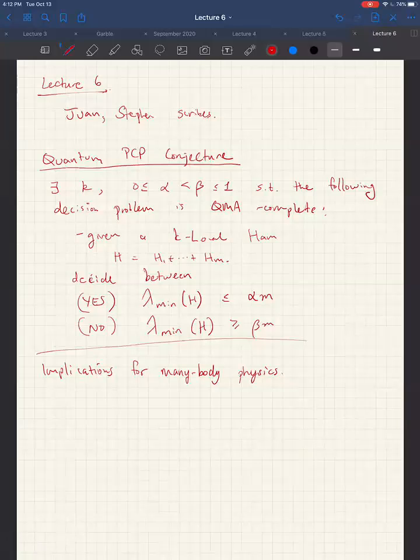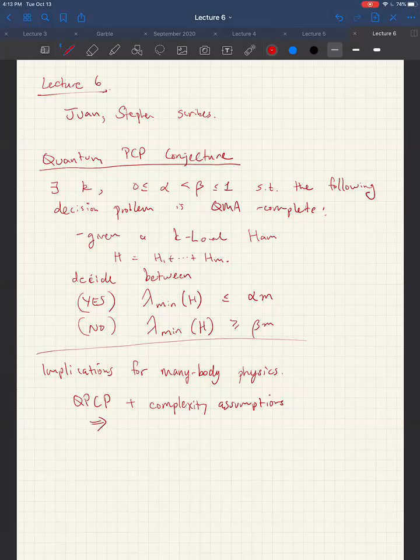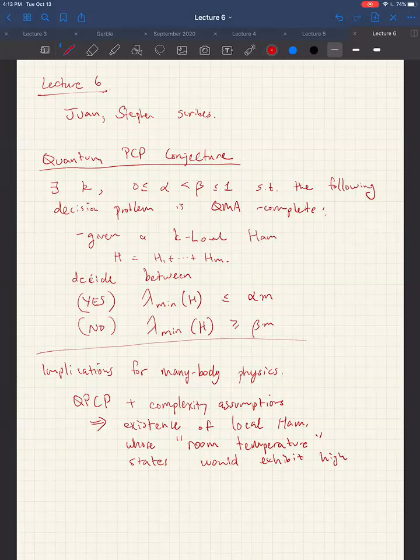So intuitively, if this quantum PCP conjecture were true, and we also made some very natural complexity theory assumptions. So let's see, quantum PCP plus some complexity assumptions would imply the existence of local Hamiltonians whose, and I'll use some scare quotes here, room temperature states would exhibit high complexity. In particular, the entanglement in these states would be not classically describable.